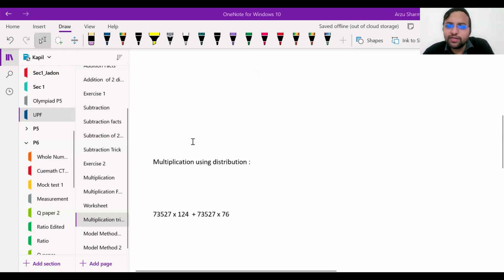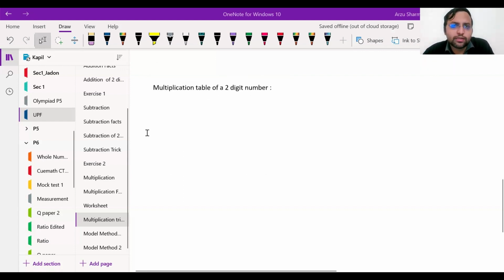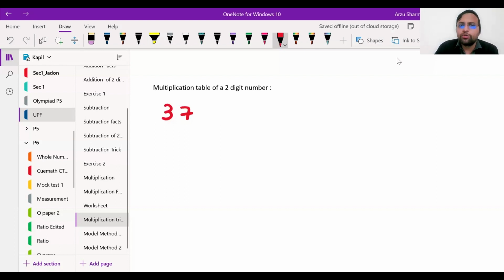So in the first session, we discussed one trick to write the multiplication table of any two-digit number. I'll just quickly discuss that, and those who know can do it with me. Let's say we have the number 37. Those who know, try to quickly write the multiplication table. For others, I'm going to explain.